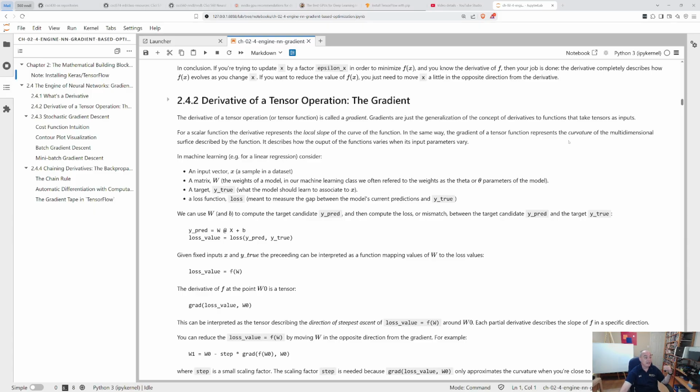Our layers are a series of tensor transformations. They take tensors as inputs, they perform tensor operations, and they give tensors as outputs, right? So we want to be able to calculate the derivatives of those tensor functions. The loss function is going to be a tensor function. If we can calculate the gradient of it, we can use that to update the weights to reduce the loss.